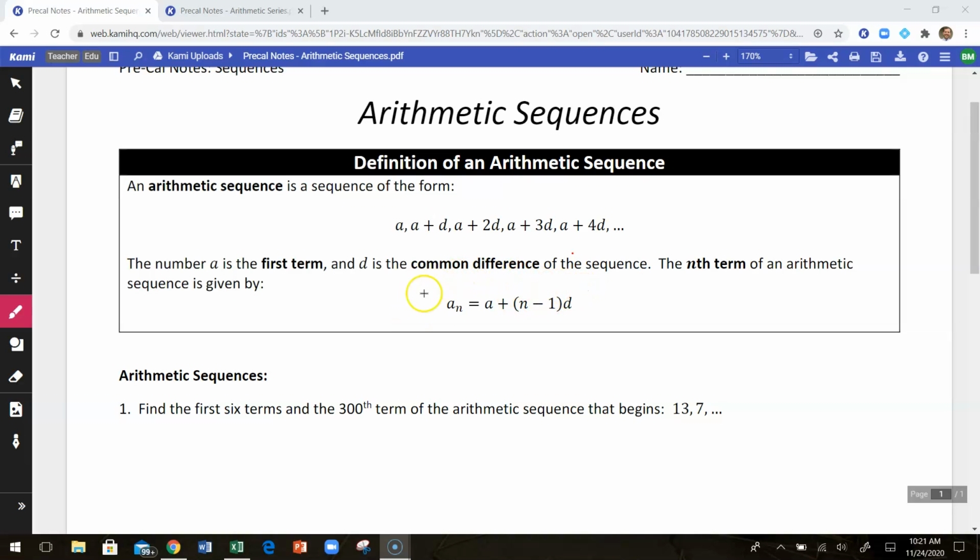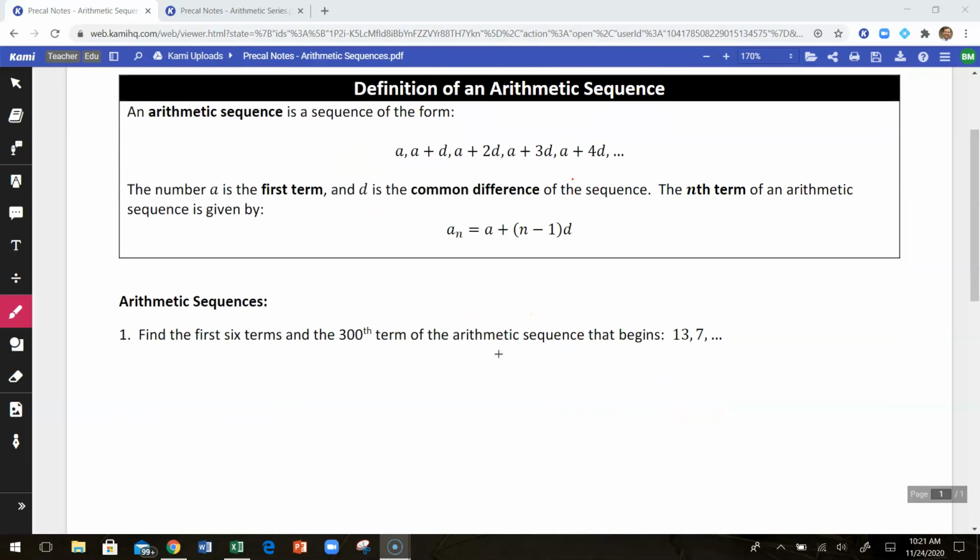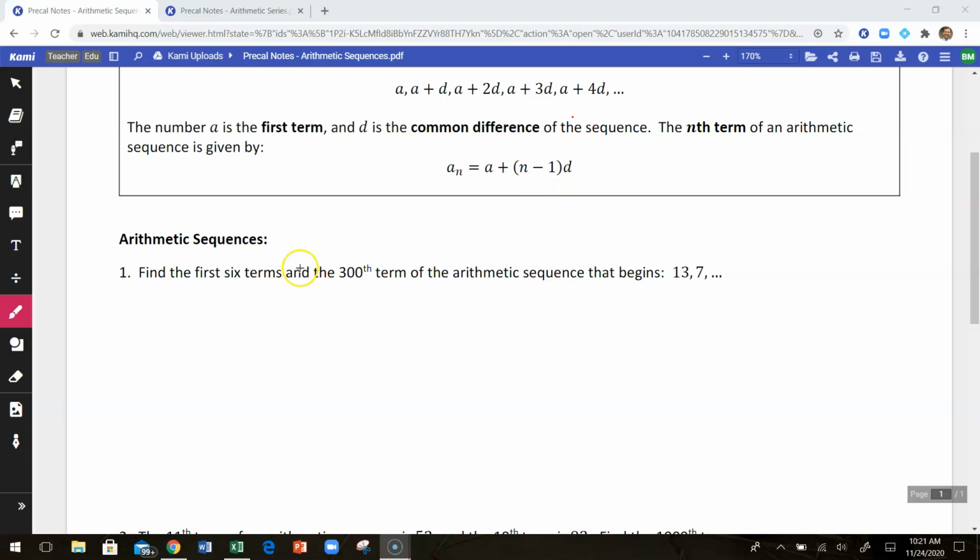Just some notation for that. We're going to have this formula that says if I want to know any term, the value of the nth term of this arithmetic sequence, I can use this formula where a is the first term, n is the number term that I want. So for example, if I want the 10th term, I would plug in 10 for n. And d is that common difference that I see between the consecutive terms. So I'm going to use that formula here on this first example.